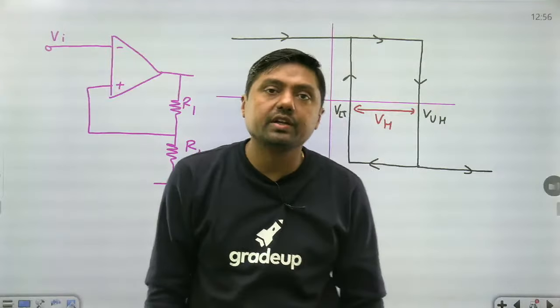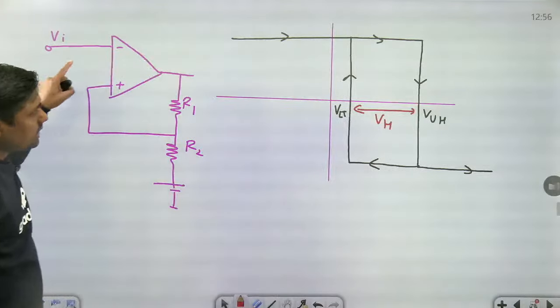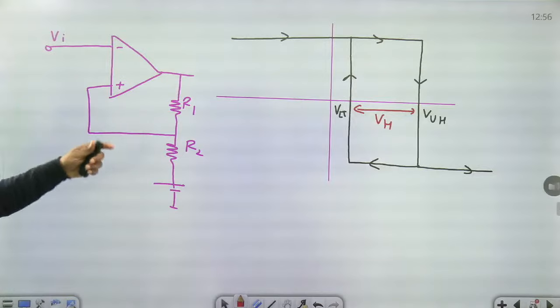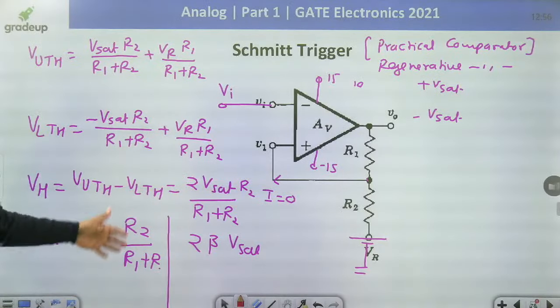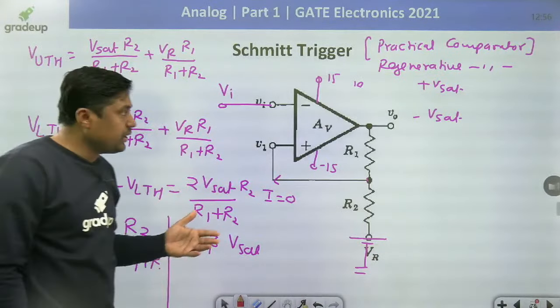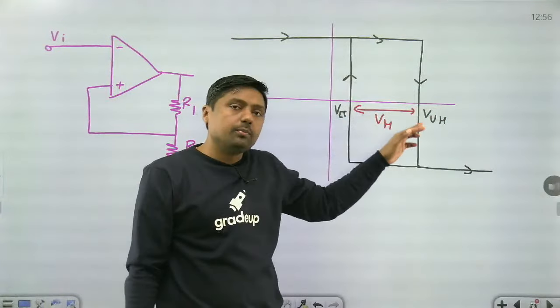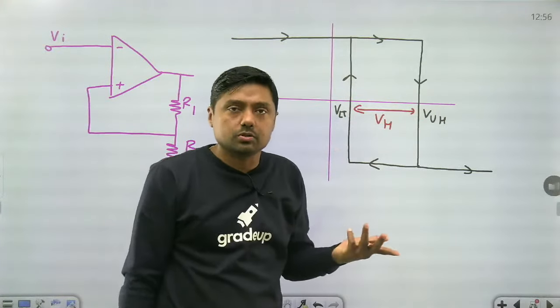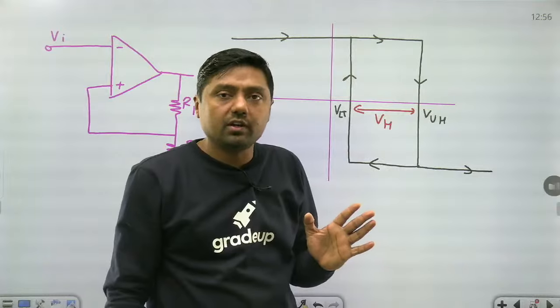If the input is connected to the negative terminal, then this will be the graph. And you can find the upper threshold and lower threshold by using this method. Both may be negative, both may be positive, or one may be negative or one may be positive. It is possible. Right? You have to find the value.